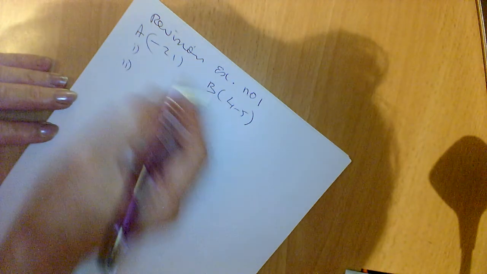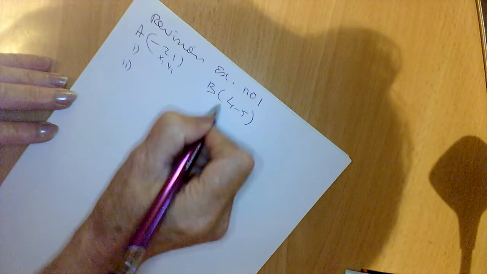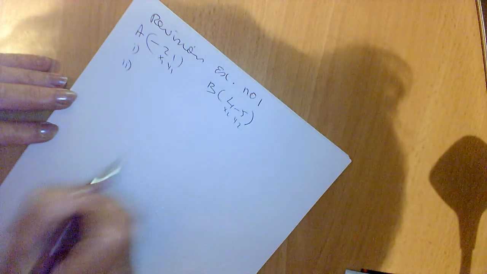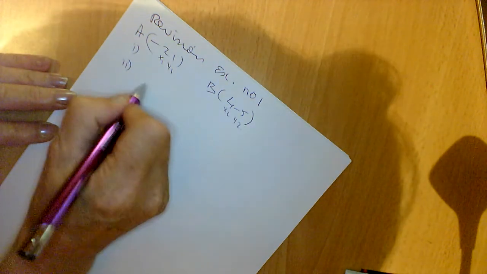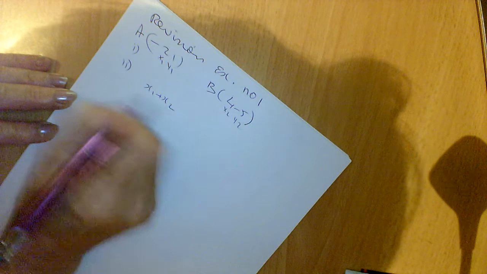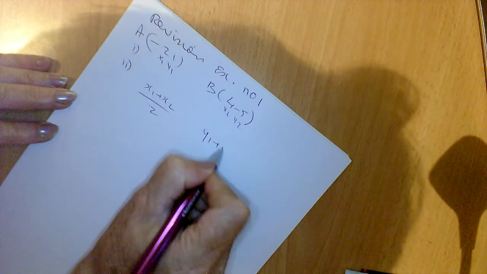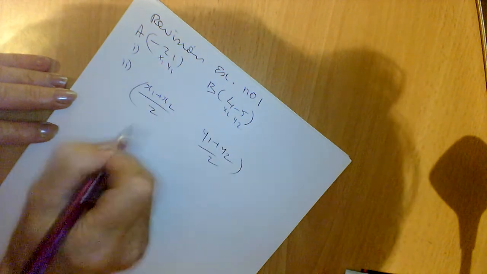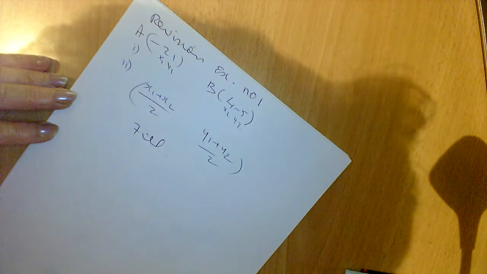Find the midpoint, you just basically go and label x1, y1, x2, y2. Write out your formula: x1 plus x2 over 2, y1 plus y2 over 2. Fill in and finish that for me.